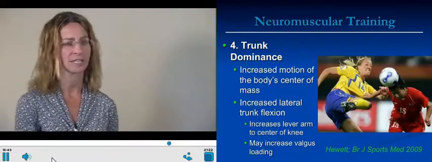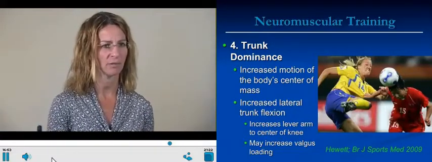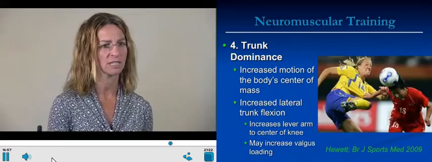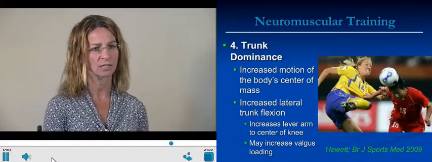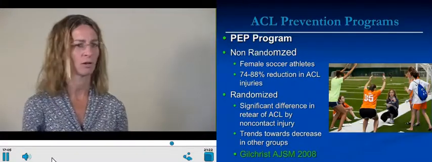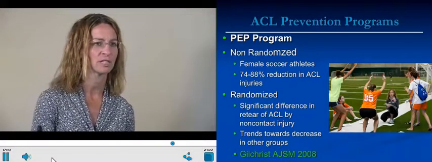And the fourth thing is, again, trunk dominance. So this is increased motion about the body center of mass. And in females, there's increased lateral trunk flexion, which increases the lever arm to the center of the knee, and again, may increase this valgus loading of the knee. So again, there are a whole host of ACL prevention programs, and they really do seem to be effective.